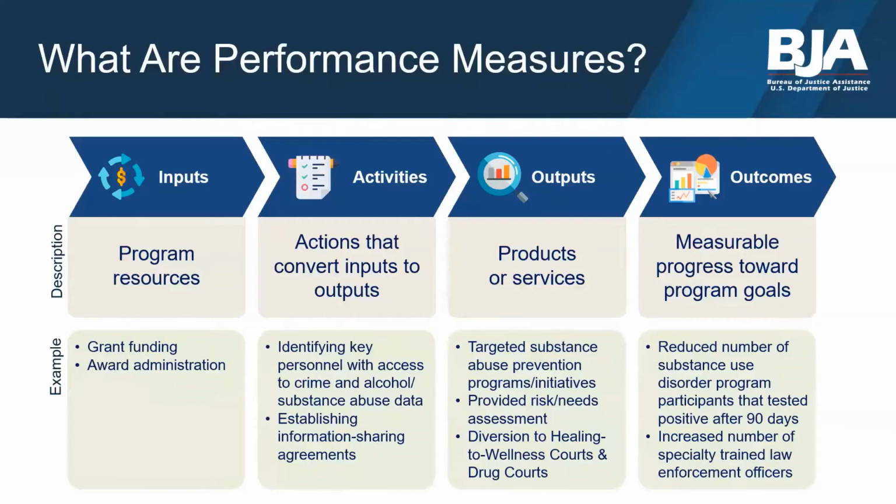Activities are the actions that convert inputs to outputs that eventually result in measurable progress towards the program's goal. These can include things like training, meetings, partnership development, data analysis, and strategic planning. Outputs are the countable products or services that result from these actions. Outcomes speak to longer-term program goals. Associated outcomes can be found in the outcome section at the end of the performance measure questionnaire.